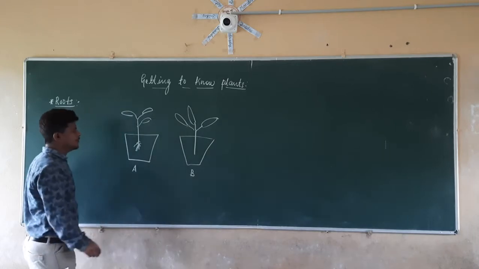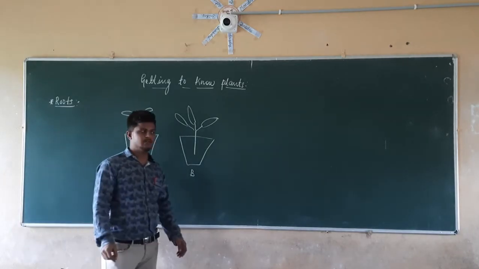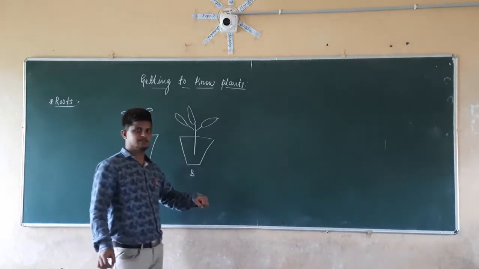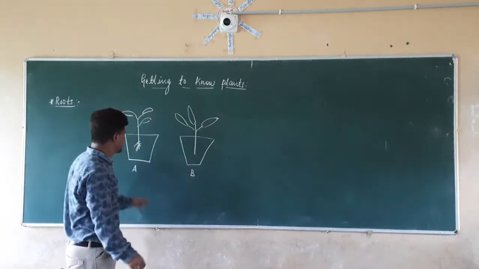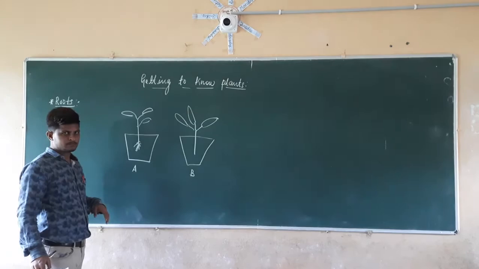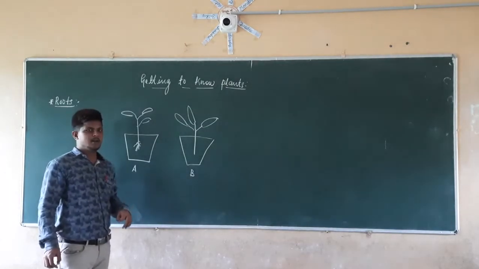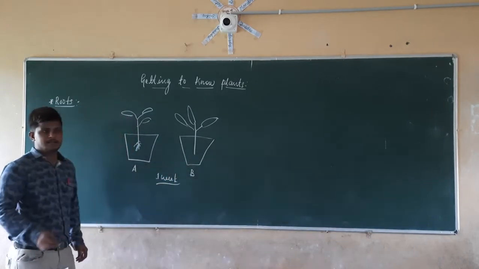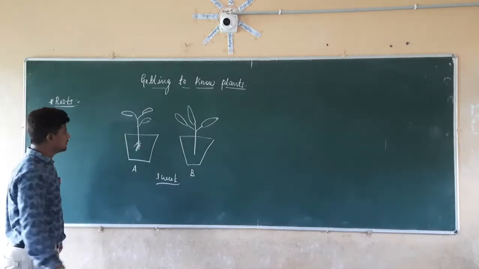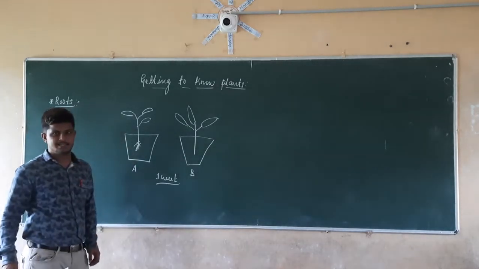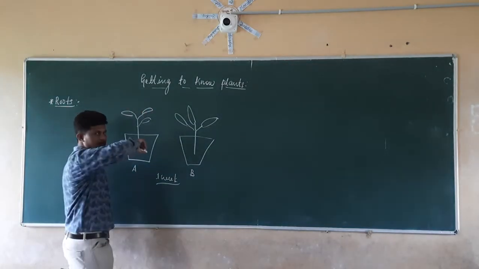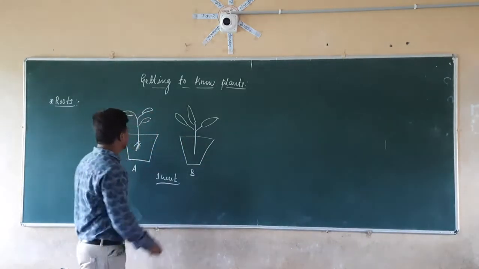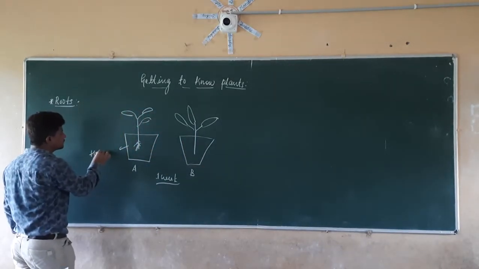We are going to check these plants for a week after continuously adding water. We are going to supply water continuously to both plants. After 1 week, we are going to check the growth of both the plants. This plant has grown healthily, but this plant is not healthy. The leaves of this plant have shrunk. And this plant remains healthy after 1 week.